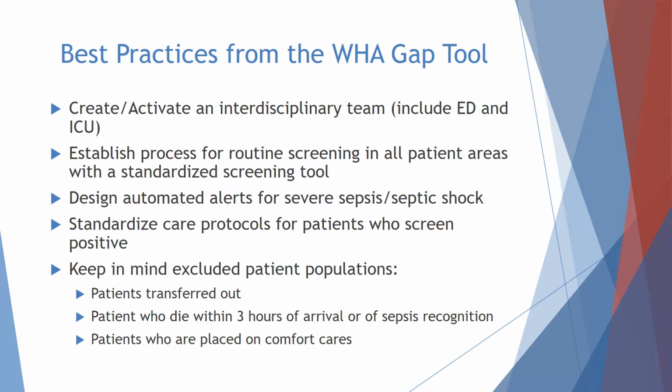You're going to want to establish a process for routine screening in all patient areas with a standardized screening tool. So for example, in the ED, you're going to want to have your nurses doing screening for SIRS criteria and sources of infection. If those are positive, you're going to want to alert your physicians and have some sort of automated alert, preferably, so your physicians know when severe sepsis or septic shock has occurred, so they can intervene and start doing interventions like a 30 cc per kilogram bolus or a broad-spectrum antibiotic.